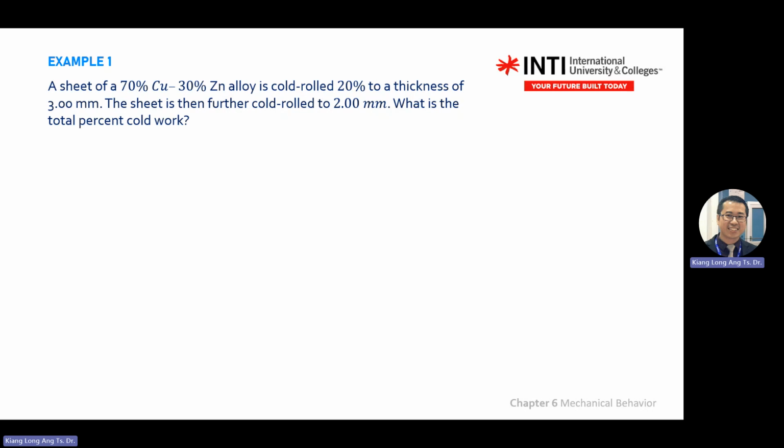So basically, you can take out the percentage by writing 20% equal to 0.2 on the left-hand side, because you move 100 from right to left, divide 100, right? So what is the initial thickness? It should be more than 3. If your answer is less than 3 mm, it means it's wrong already.